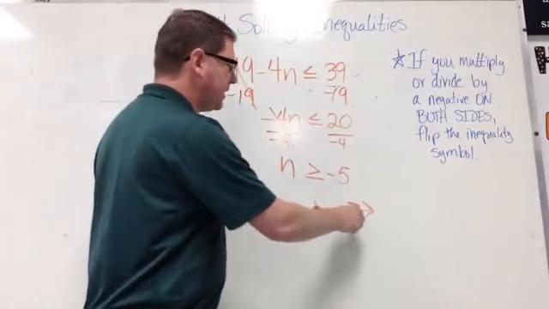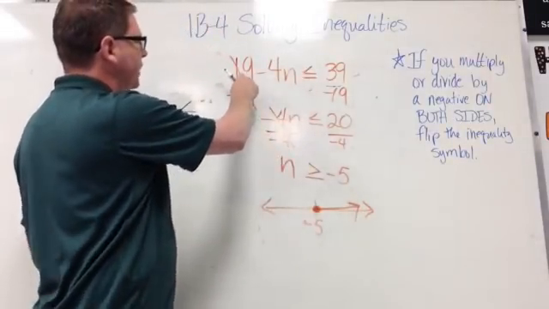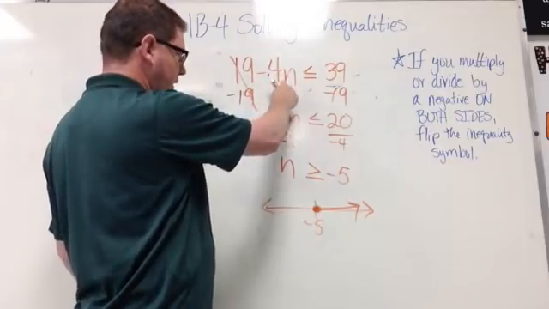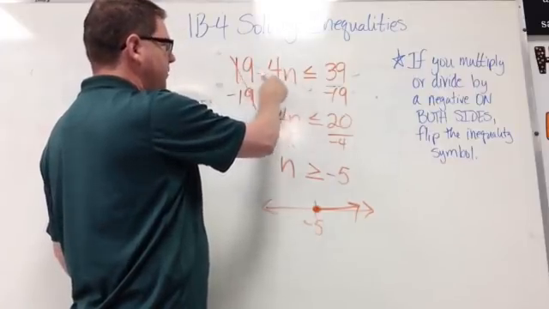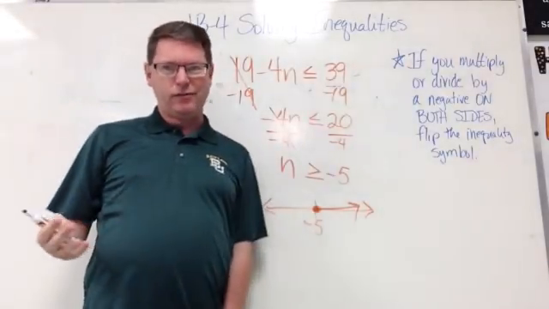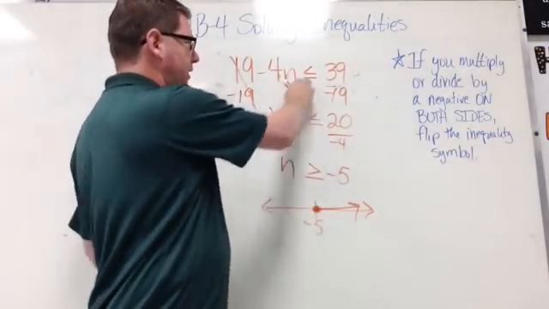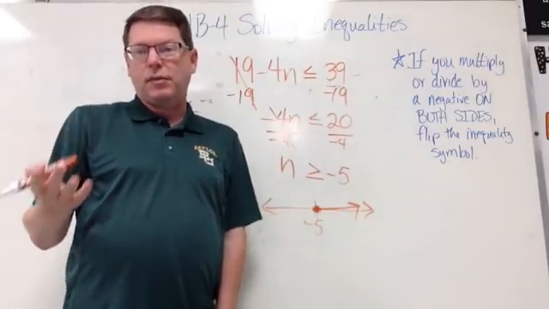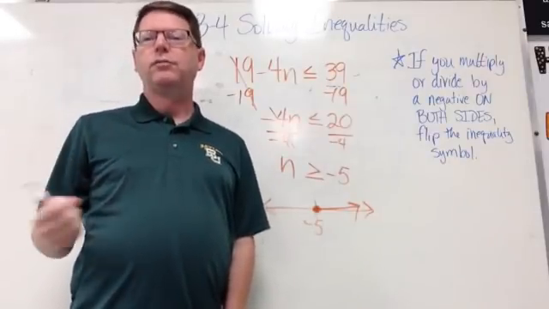So if I plugged in a 10 into here, 19 minus 40, because negative 4 times 10 is negative 40, 19 minus 40 is less than or equal to 39. Well, 19 minus 40 is negative 21, and negative 21 is less than or equal to 39. So that makes the inequality true.